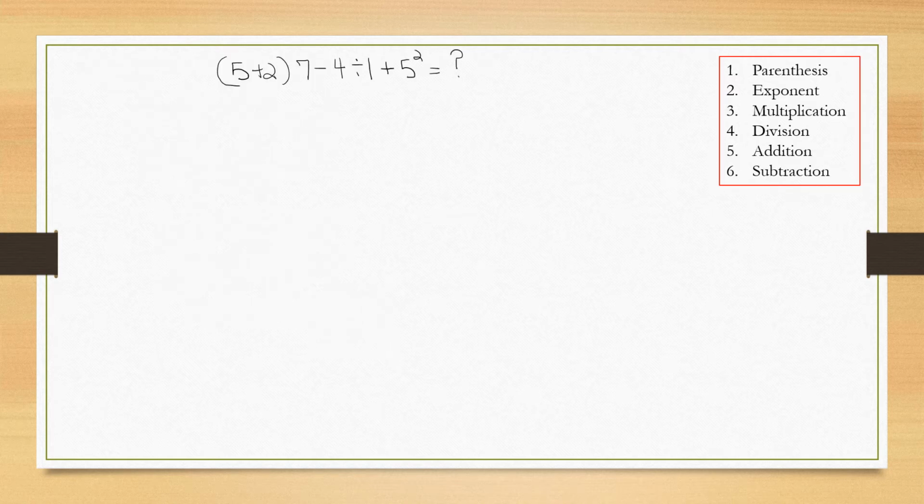So let's tackle this other problem. We have another problem right here. Again, same procedure, same method. We start with what's in the parentheses because that's first on our list, which is 5 plus 2. 5 plus 2 is 7.